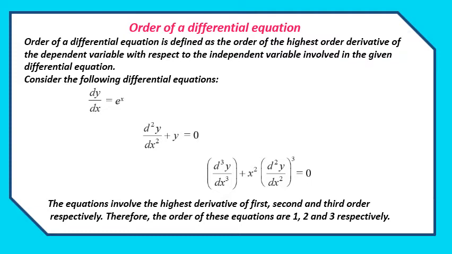It is very simple. Up to which level we have differentiated? Only once, so order 1. Twice, double derivative, so order 2, and so on. Clear? So pause and note down this point.